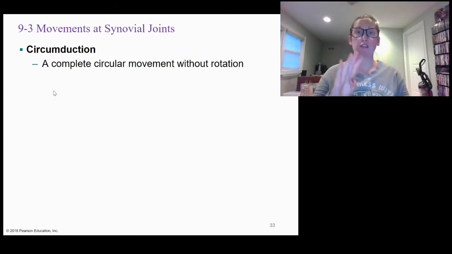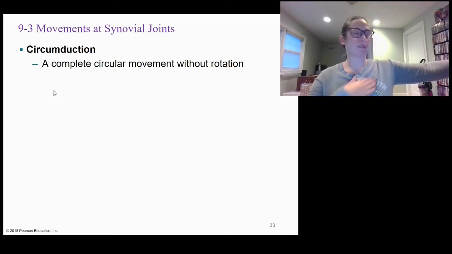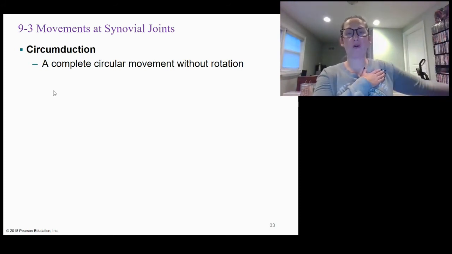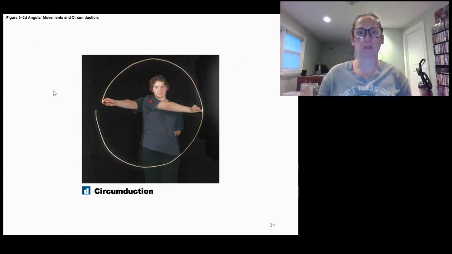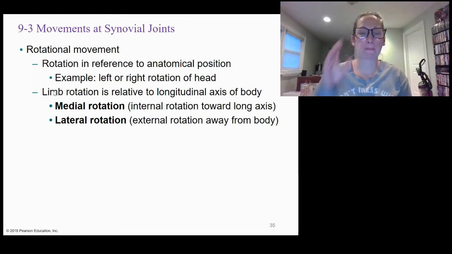Circumduction is a combination of all 4 of those movements I just mentioned: flexion, extension, abduction, and adduction. And we tend to see that if I were to put my arm out and move it around as if I was kind of circling a cone, I'm technically doing all 4 of those types of movement when I perform circumduction. Right, and she's showing you that on the big picture there.